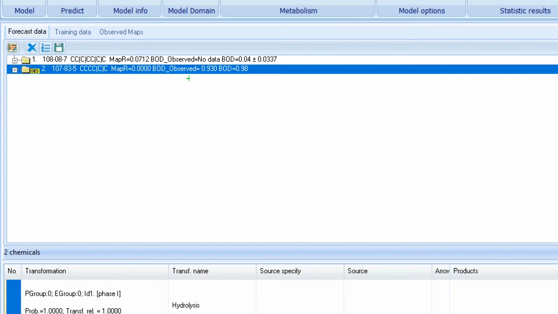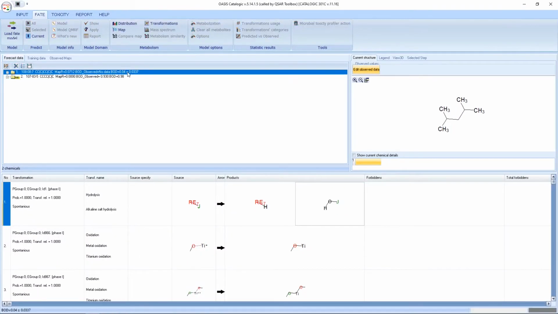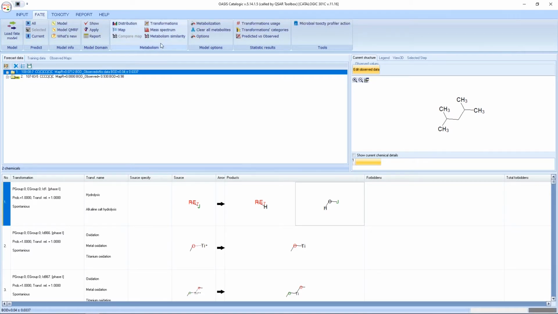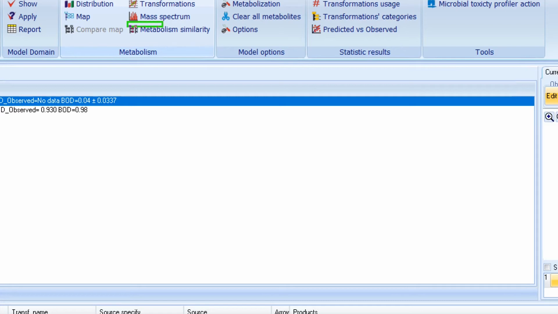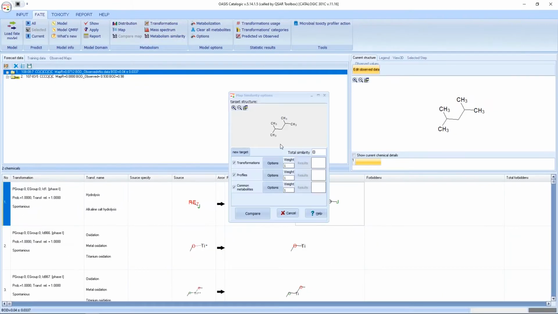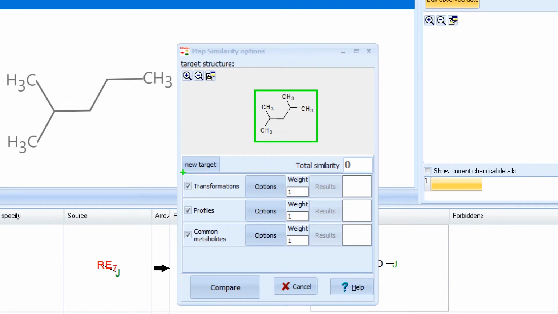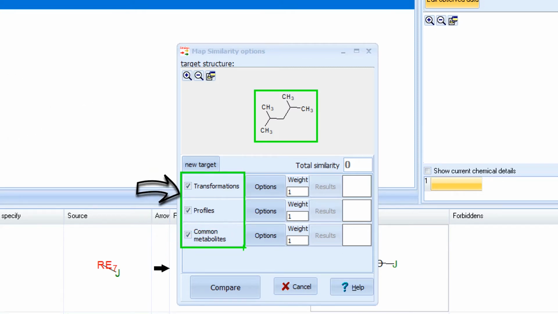The tool can explain the significant difference in the predicted BOD values for structurally similar chemicals as those shown in the working window. Let's investigate the metabolic similarity between these chemicals. This is the target chemical, and it will be compared with its analog according to the different metabolic similarity criteria: transformations, profilers, common metabolites.